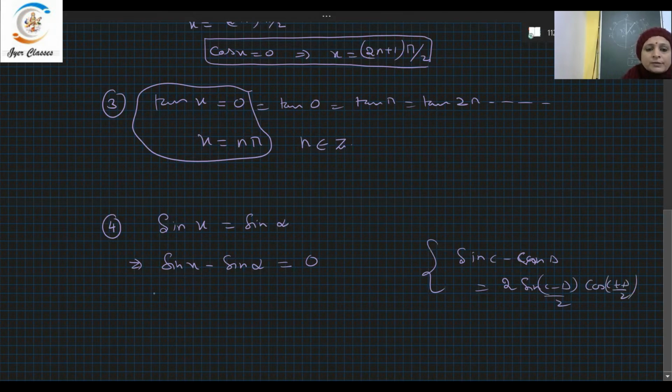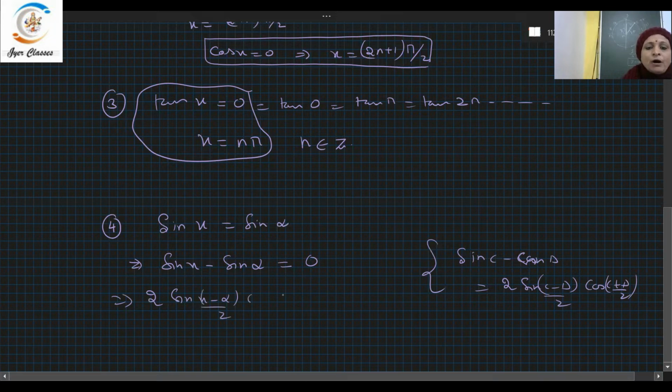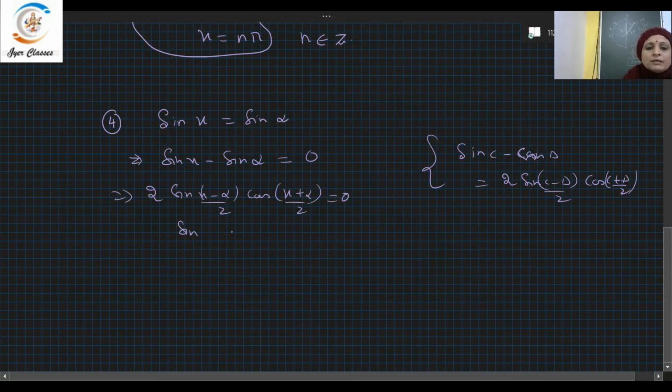Okay, so 2 times of sin x minus alpha by 2 cos x plus alpha by 2, and that is equal to 0. So you have got sin x minus alpha by 2 is equal to 0, or you have got cos x plus alpha by 2 and that is equal to 0. Clear?